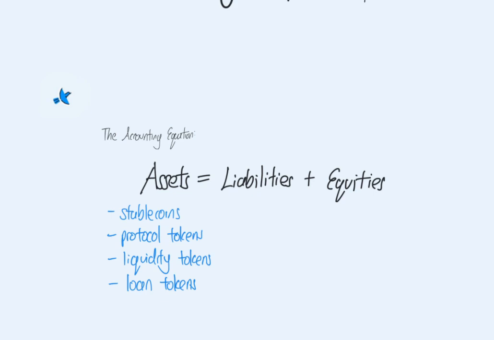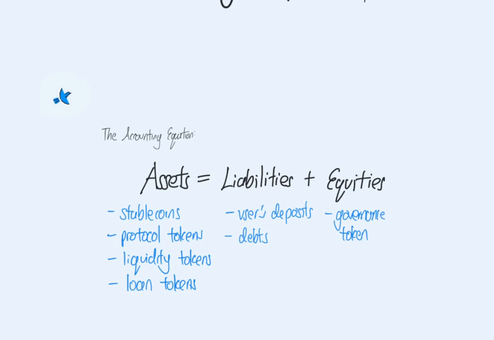On the other side of the equation, for liabilities, you see things like user deposits, which are payments or assets owed to individual users, or it could be debts owed to other protocols as well. And finally, for equity, which is the amount owed to the owners of the protocol or the DAO, you usually see things like the governance tokens.